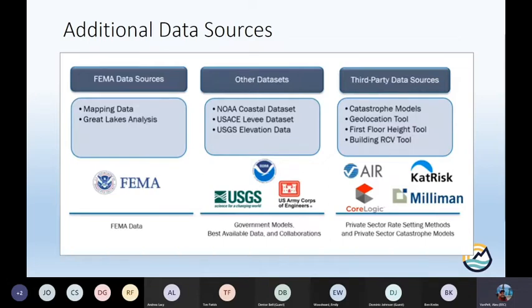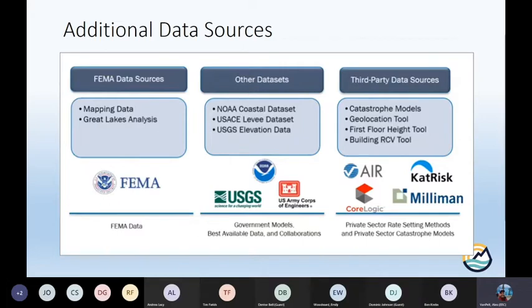Geolocation tool is going to be built in. So again, when they type in the address for the home, this geolocation tool should be able to figure out where the structure is and drop a lat long pin on top of it. First floor height tool, there's a way that FEMA is, I think it's Milliman or Cat Risk, I forget which company they've got this from, but it's going to estimate first floor height where it's going to be system generated versus having to go out and get an elevation certificate. We're going to talk more about the first floor height here in a couple slides, but that's another data set FEMA's buying. And then building replacement cost value tool, where that's estimated.